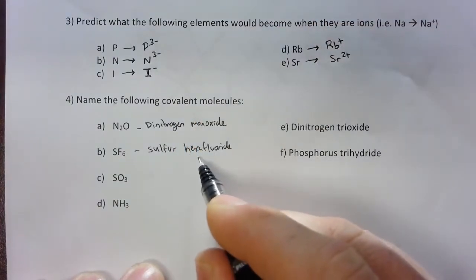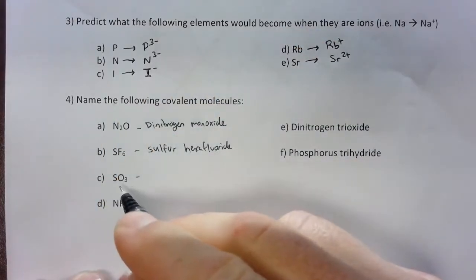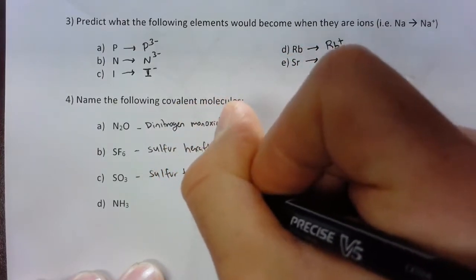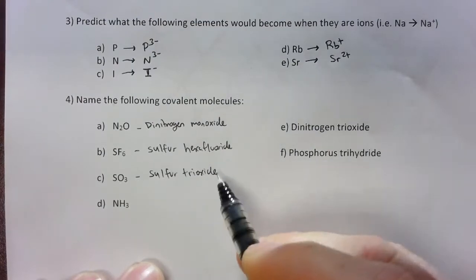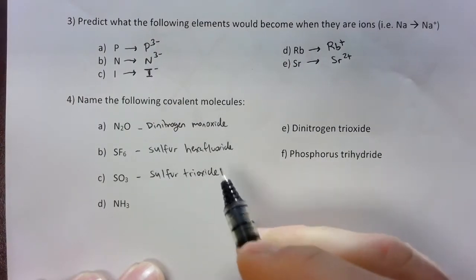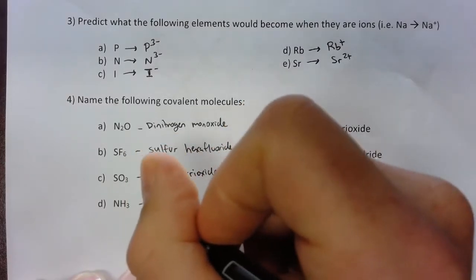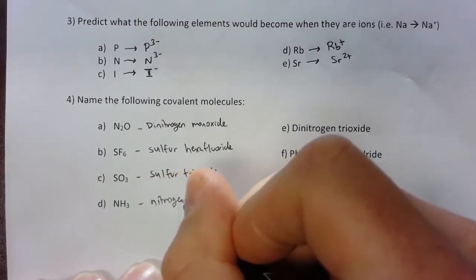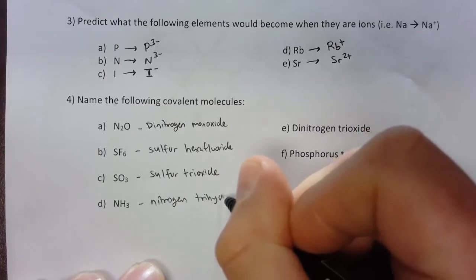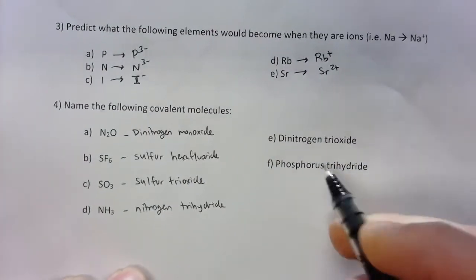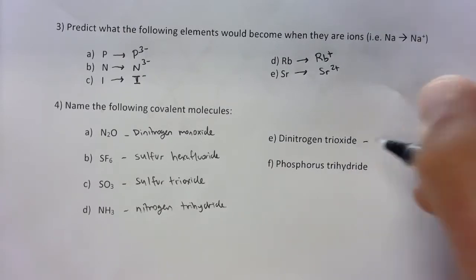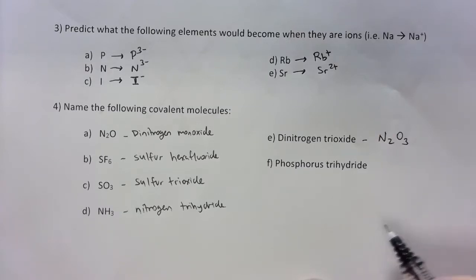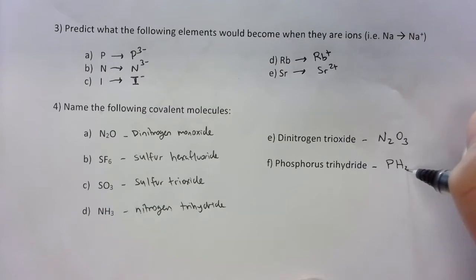Hexa is the prefix for 6. Next one, sulfur trifluoride, or excuse me, trioxide. Remember that the ending of the second one is always IDE. This one is commonly known as ammonia, but we'll name it according to the rules. Nitrogen trihydride. And then this one here wants us to draw out what the formula would be. Dinitrogen trioxide looks like that. And phosphorus trihydride looks like this.